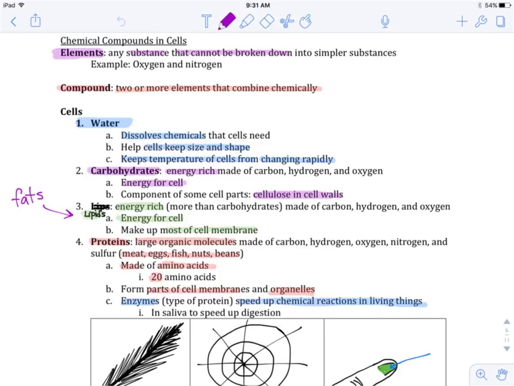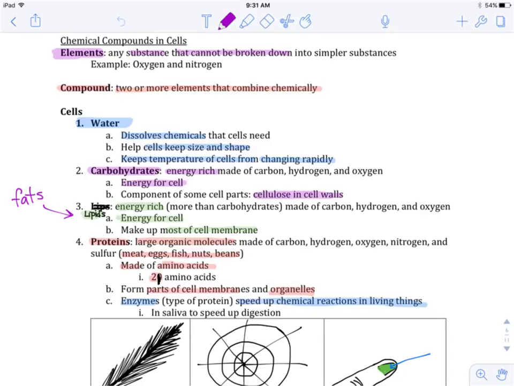Proteins are another compound that are important. Those are large organic molecules that are made of carbon, hydrogen, oxygen, nitrogen, and sulfur. We can find them in meat, eggs, fish, nuts, and beans. They are made up of not 20, but 21 amino acids. Since the writing of our textbook, there actually has been another amino acid that has been discovered.